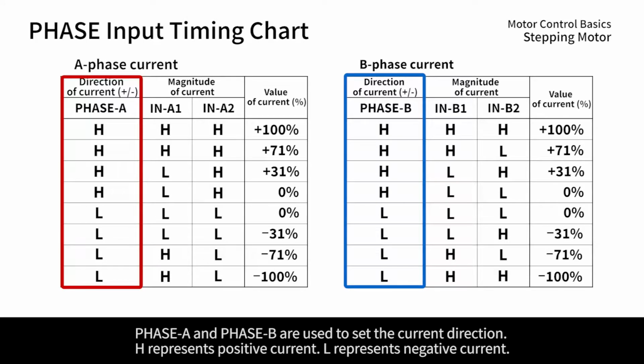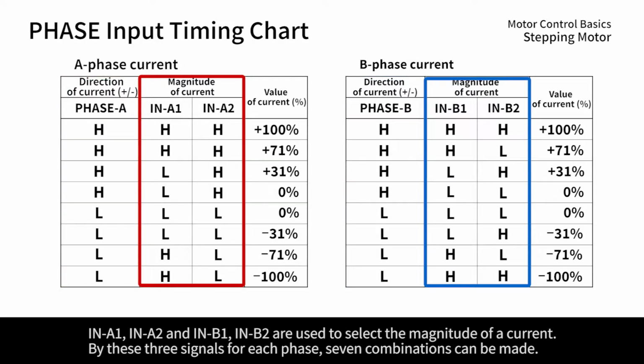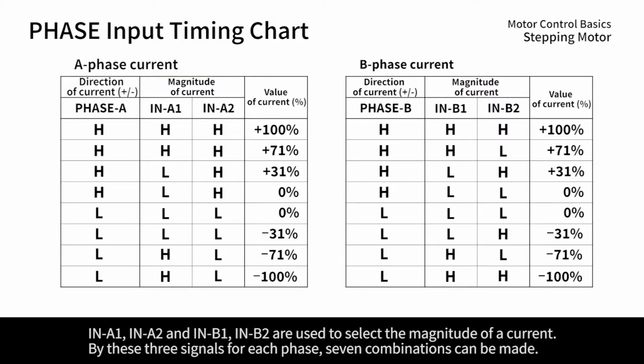Phase A and phase B are used to set the current direction. H represents positive current. L represents negative current. In A1, in A2, and in B1, in B2 are used to select the magnitude of a current. By these 3 signals for each phase, 7 combinations can be made.